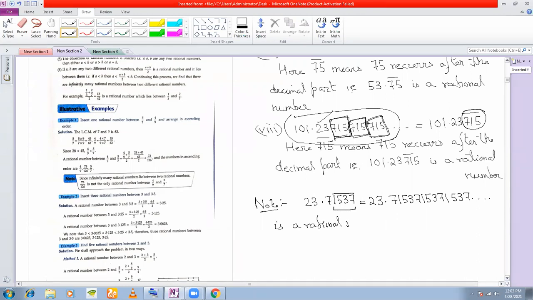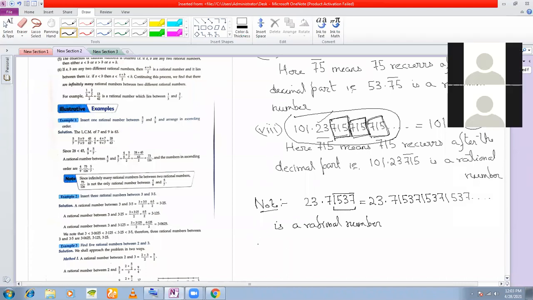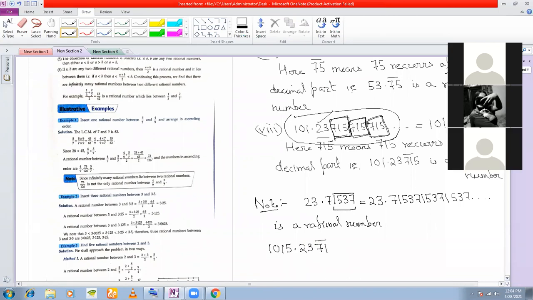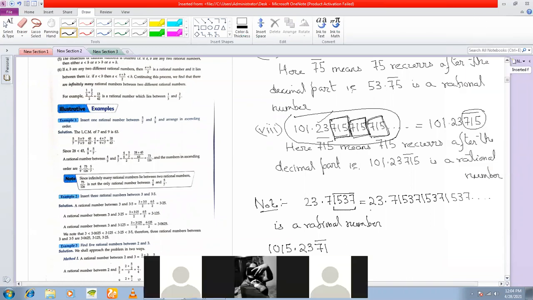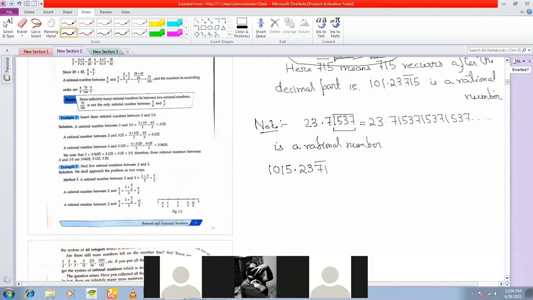Understood? Excuse me, sir. Yes, tell me. Sir, how many numbers can recur at a time? Any number. 1 digit can recur, 2 digits can recur, 3 digits can. If there are recurring digits at the end, you will say it is a rational number. Even if 10 digits recur, even then it is a rational number.